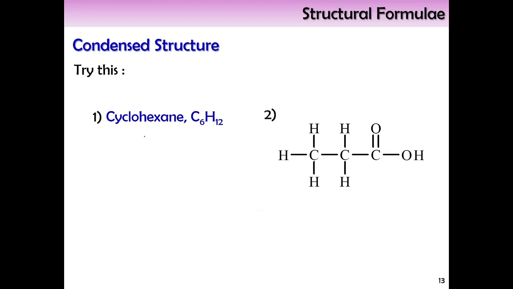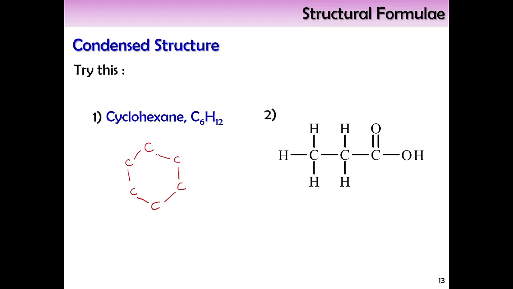Okay, so let's try this one. Cyclohexane. Cyclo means cyclic structure. Hexane means an alkane that has 6 carbon. So let's try to draw this one, condensed. CH2. Okay, I draw roughly the shape first, so it is easier for you to understand. The shape is a hexagon. So this is the shape of cyclohexane. But this one is the condensed structure.